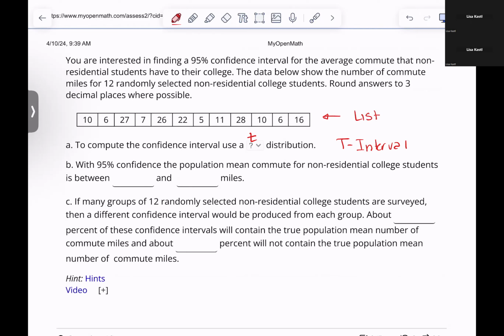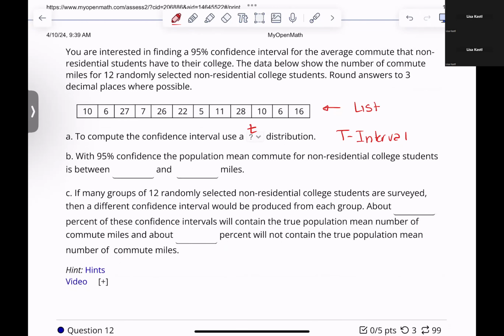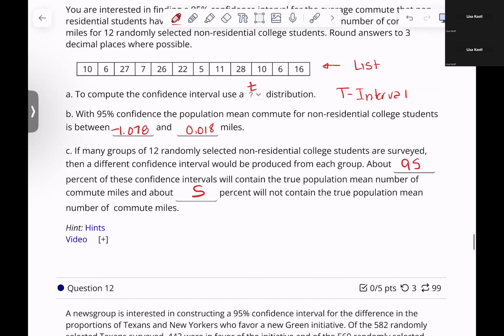Okay, and then at part C, if you get this wrong, I'm going to come look for you. So what's my confidence level? 95%. So is that 95 and that's 5? If you get that wrong, I'm looking for you. I got, and you're not going to have the same problem, but I got negative 0.10178 and 0.018. That's what I got. Okay.